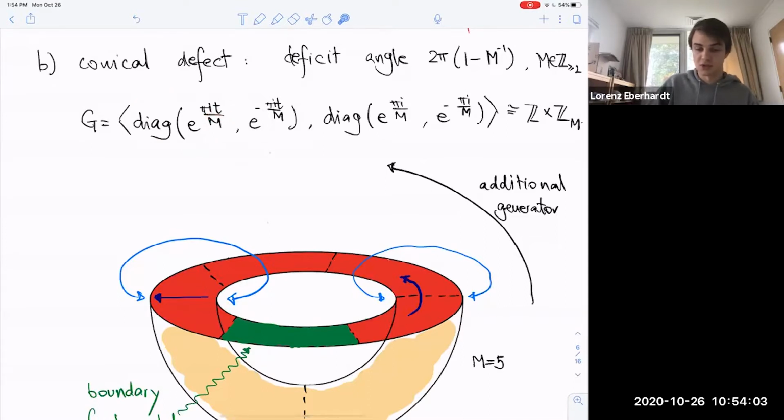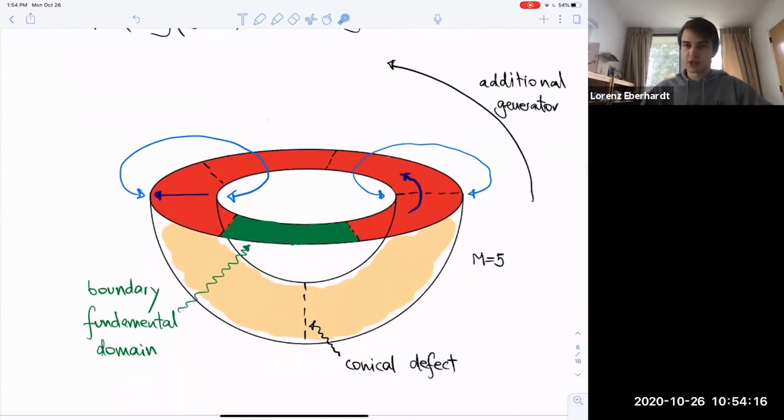It's just that you need to rescale t by this m in order to keep its interpretation as modular parameter. And now you add a second generator that rotates the whole picture. So the picture is the same as before, except that you have this additional generator that rotates the whole geometry. And I plotted it for m equal to 5. So now the new fundamental domain is just this green slice of your annulus.